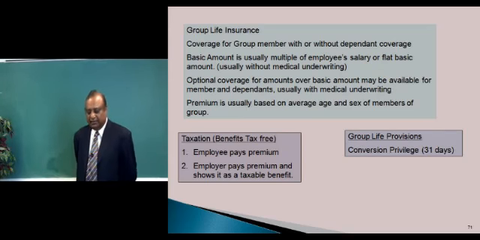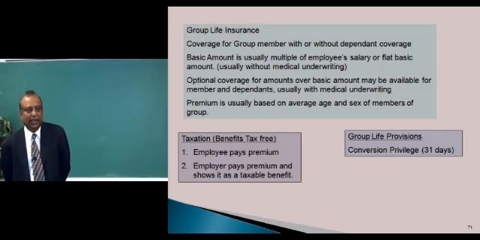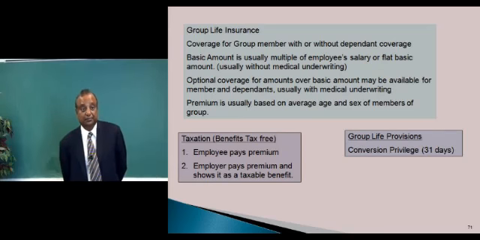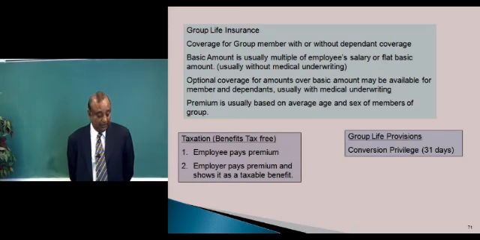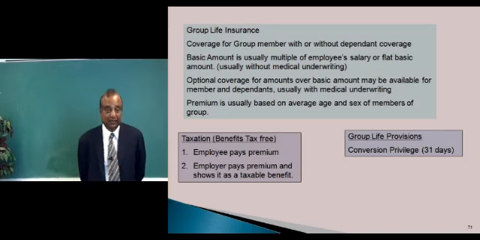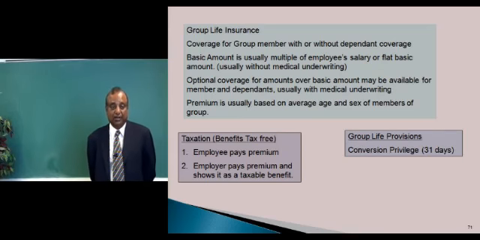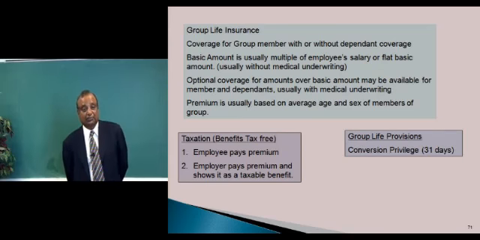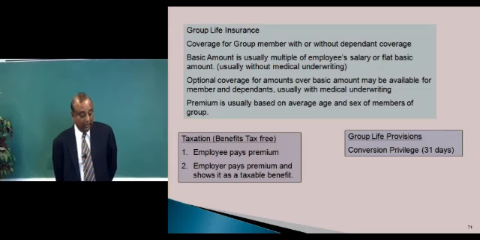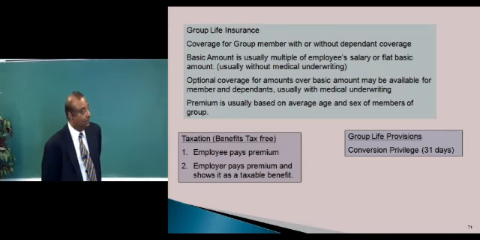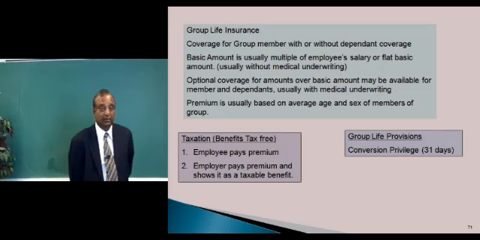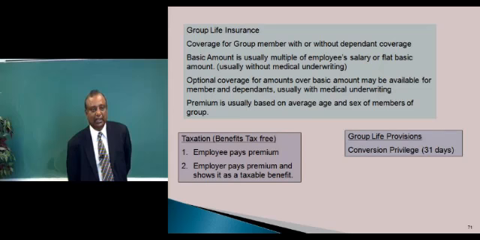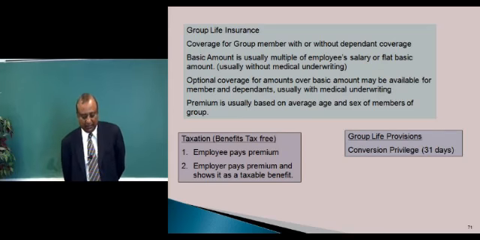Now coming to taxation, if the employee pays the premium, benefits are tax-free because he is paying with after-tax dollars. But if the employer pays the premium, he is going to deduct it as a business expense, thereby paying with before-tax dollars. Now, we know that a life insurance death benefit has to be tax-free. So in these cases, what the employer compulsorily does is indicate the amount of premium that he paid as income of the employee. It's called a taxable benefit.